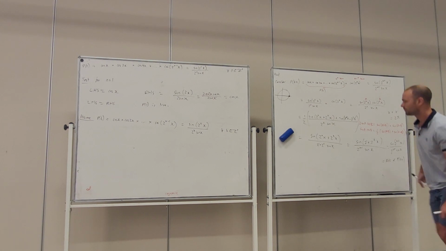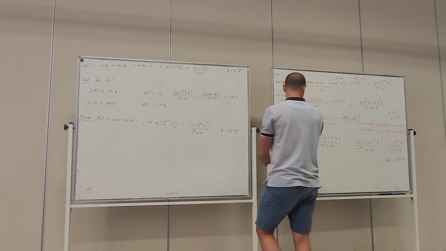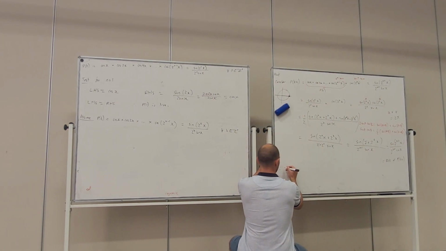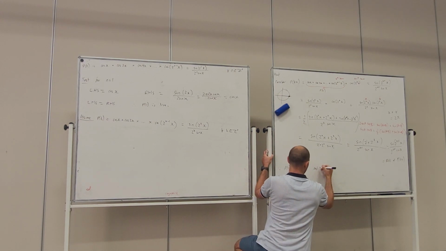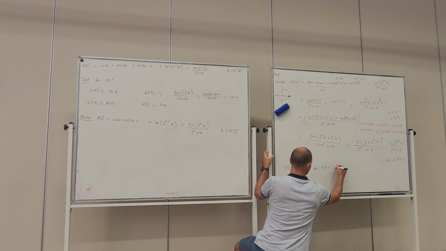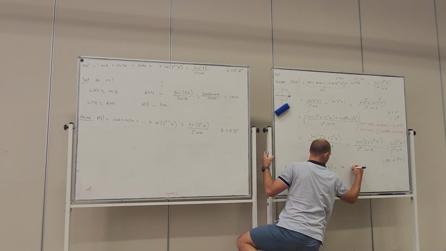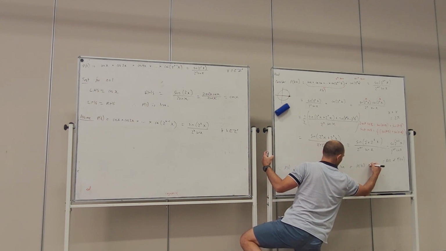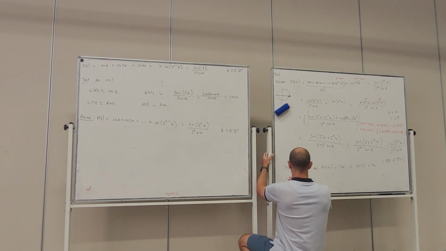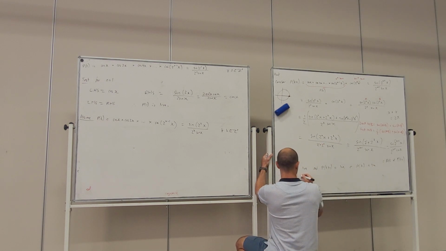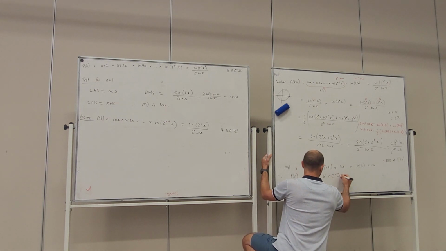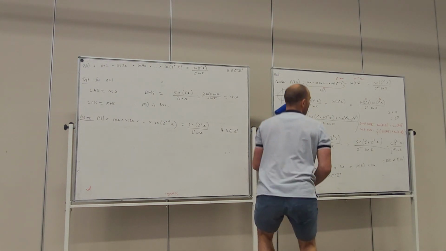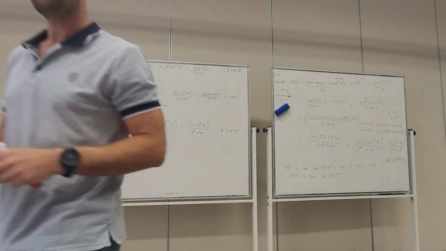Okay. Proof complete. Explain. Because p of 1 is true and p of k plus 1 is true if p of k is true, therefore p of n is true. There we go.